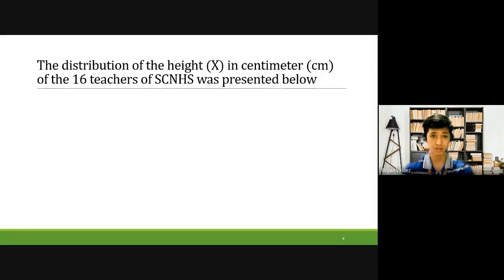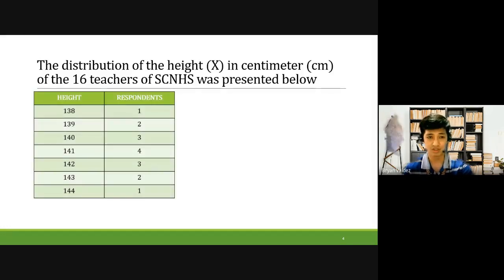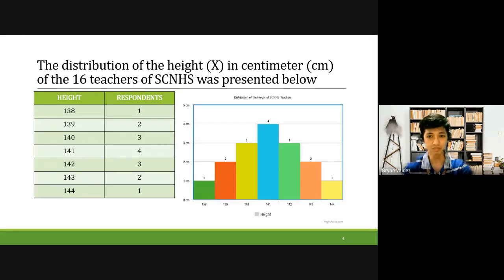Okay, so let's have an example muna of how we derive the normal distribution curve. The distribution of the height, represented by variable capital X in centimeters, of the 16 teachers of SC and HS was presented below. These are the data of the 16 teachers, and these are their heights in centimeters. And then if we graph that using a histogram, ito yung magiging itsura niya.